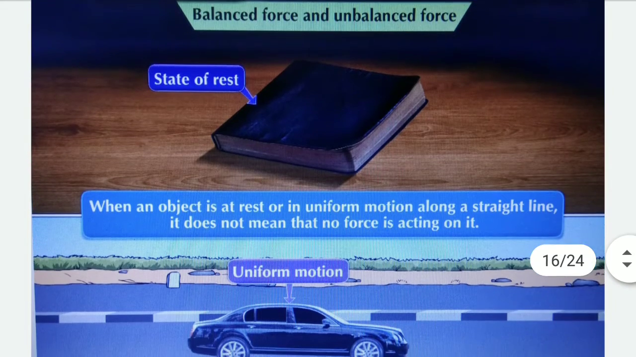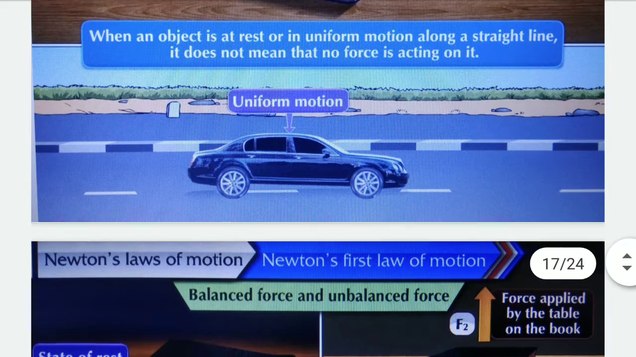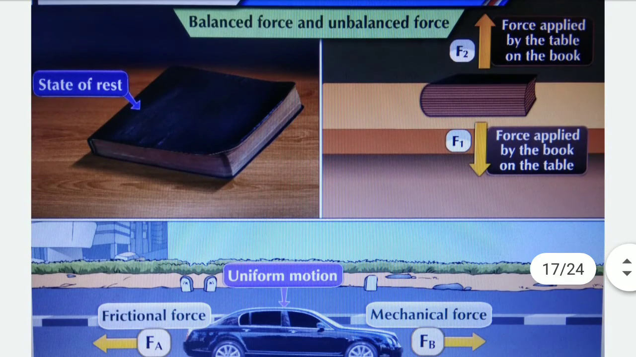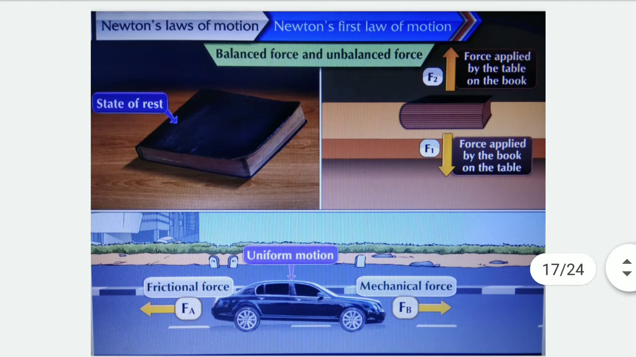When an object is at rest or in uniform motion along a straight line, it does not mean that no force is acting on it. When the book is kept on the table, the force is applied by the table as well as by the book. The force applied by the book is on the table and the force applied by the table is on the book. And that's why it gets balanced. If there is uniform motion, again there are forces which are acting on the object. See here, balanced force and unbalanced forces.